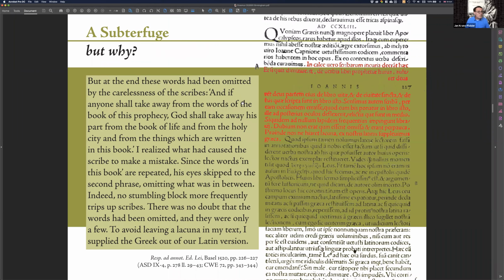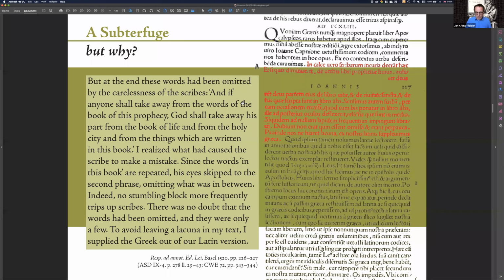At the end, these words had been omitted by the carelessness of the scribes: "And if anyone shall take away," Revelation 22, verse 19. I realized what had caused the scribe to make a mistake. Since the words in this book are repeated, his eyes skipped to the second phrase and omitted what was in between. Indeed, no stumbling block more frequently trips up scribes. There was no doubt that the words had been omitted, and there were only a few. To avoid leaving a lacuna in my text, I supplied the Greek out of the Latin version.